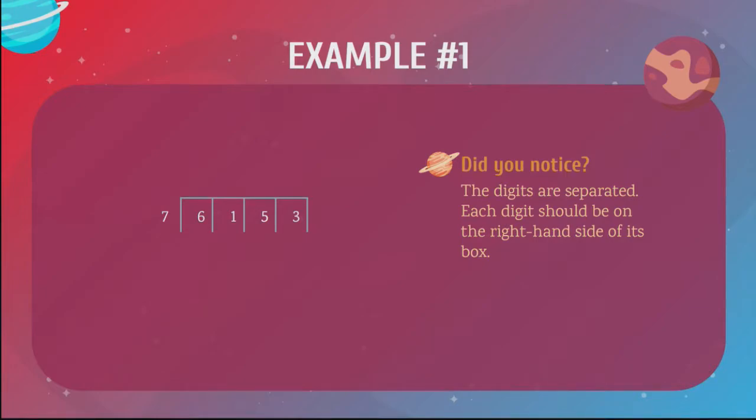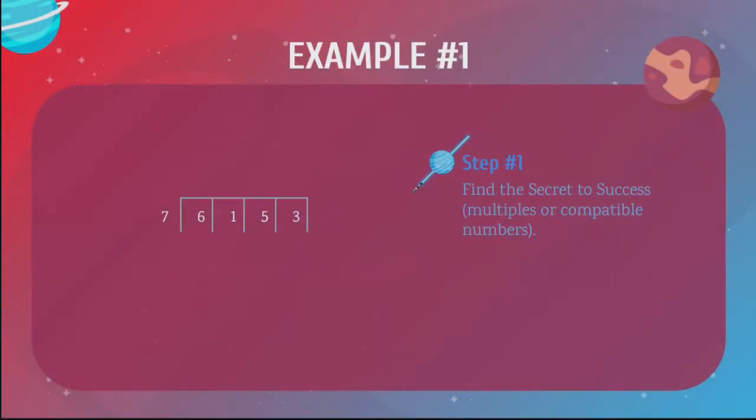But before I start, I want you to notice something. What we've done is we've created boxes for each digit of our dividend. So we have a thousands box, a hundreds box, a tens box, and then a ones box. All right, we're going to find the secret to success.